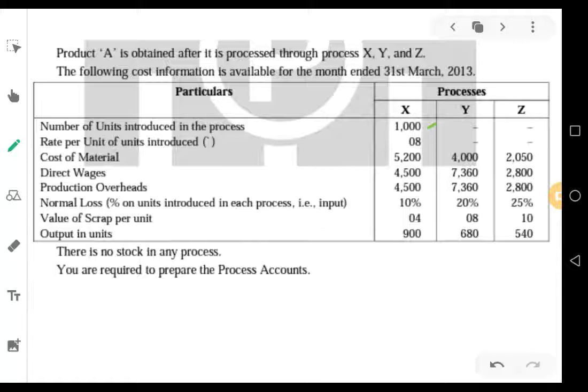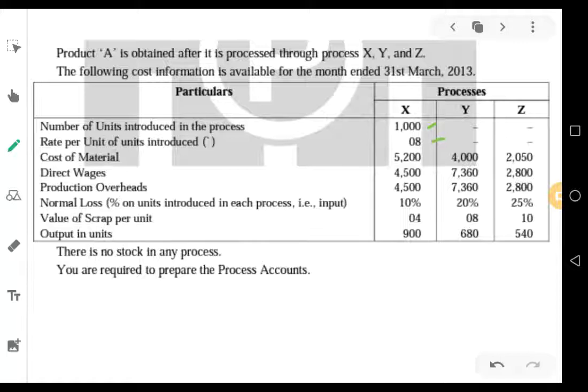So how many units are introduced? 1000 units in process X. At what rate are they introducing those raw materials? Rate per unit introduced is 8 rupees. At the rate of 8 rupees per unit, they are introducing that raw material into process X. Then you have cost of other materials. This will be there for all the other processes. Then direct wages, for all processes are given.